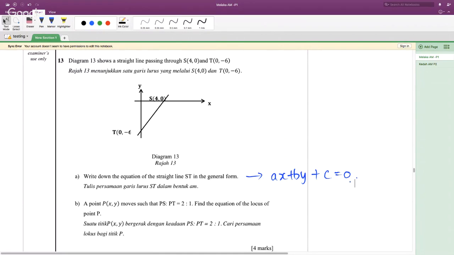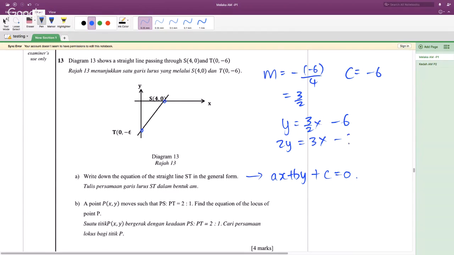The first thing I will do is find the gradient. Gradient equals negative y-intercept over x-intercept. Because both of these are just intercepts, it's quite easy. This is 3 over 2, and our c here is the y-intercept, which is -6. So y equals 3 over 2 x minus 6. To change this into general form, I multiply by 2 for every term. I get 2y equals 3x minus 6, and then I make it equal 0: 2y minus 3x plus 6 equals 0. This is the so-called general form.